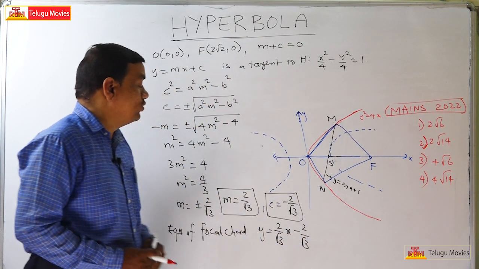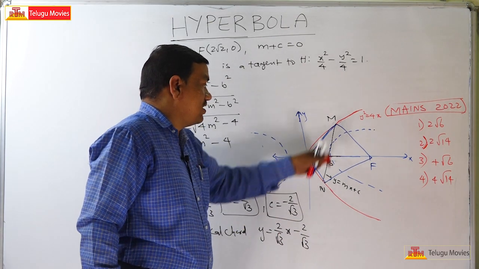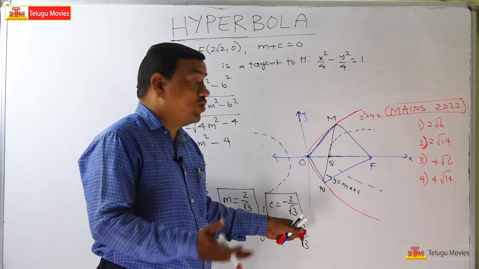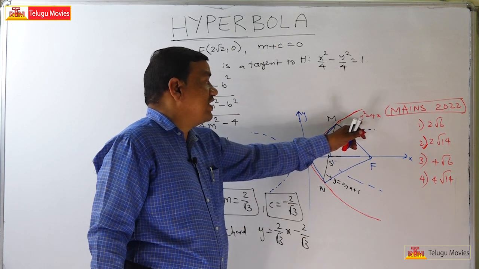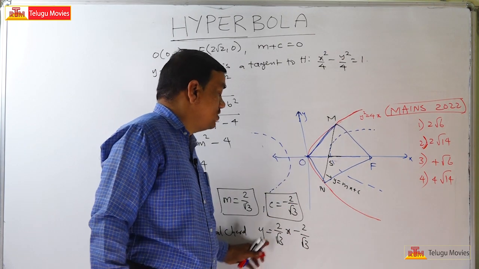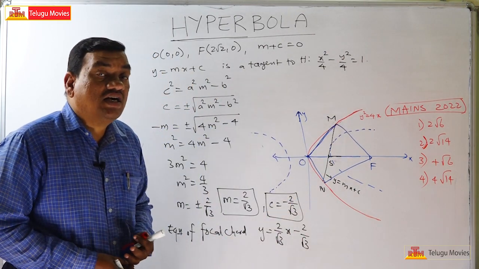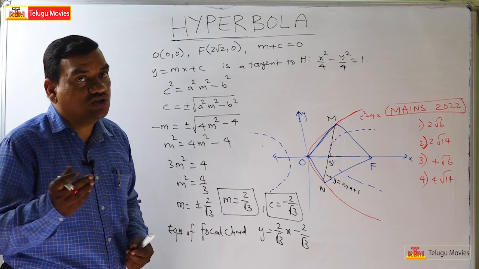Okay, y is equal to 2 by root 3 x minus 2 by root 3. That's all. We got the equation of this tangent or focal chord: y is equal to 2 by root 3 x minus 2 by root 3, and y square is equal to 4x. Solve these two equations, you will get a relation between x and y. Okay now, so let us continue the solution.